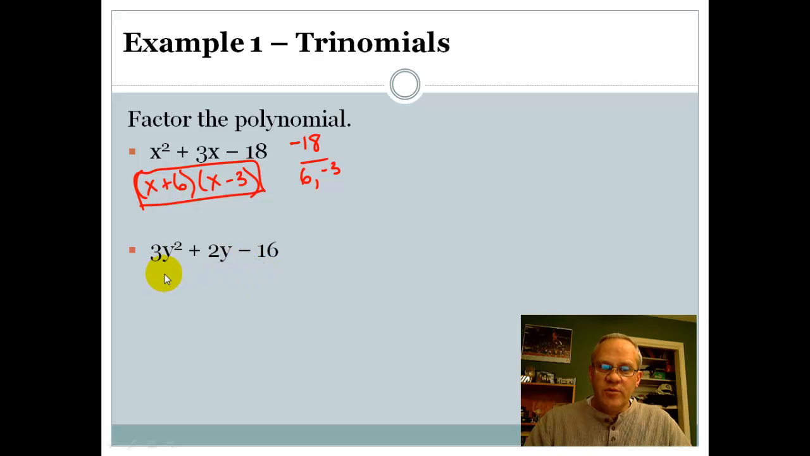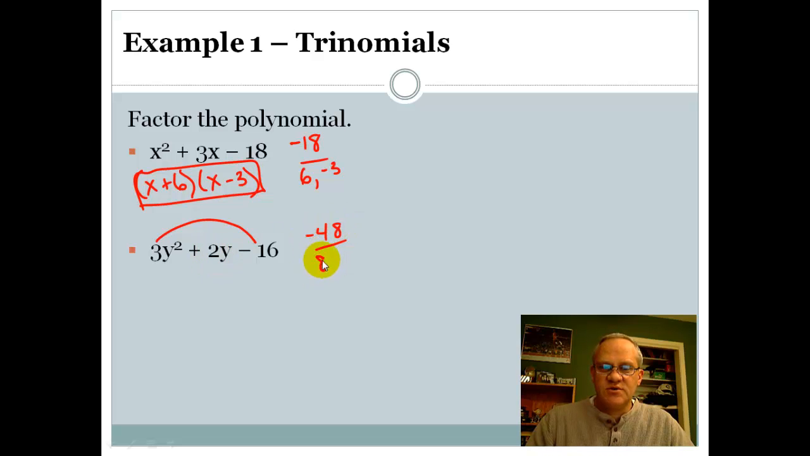If it's minus 18, it's got to be a negative 18 out here. Second thing though, it makes it a little bit more complicated if you have a number in front of the squared term here. But it's going to be kind of similar, but you go 3 times negative 16, which is negative 48. Then you say what times what is negative 48, but that adds up to 2.